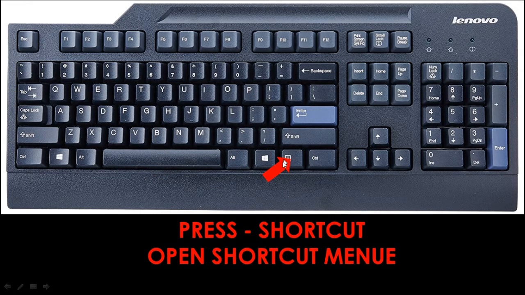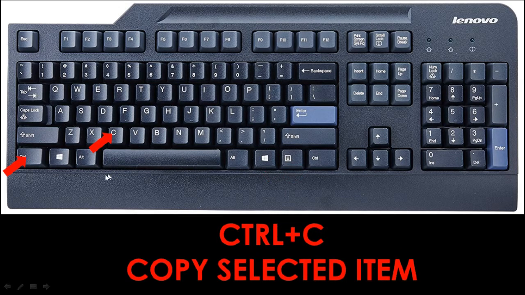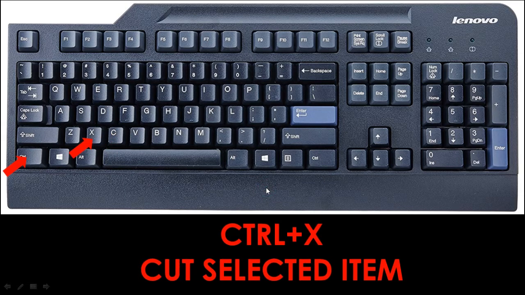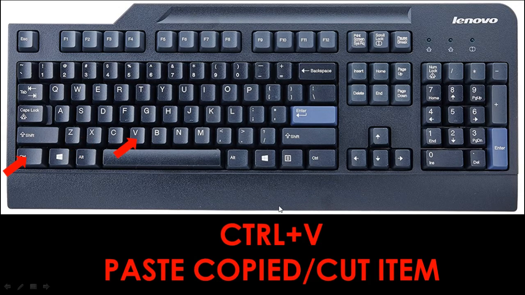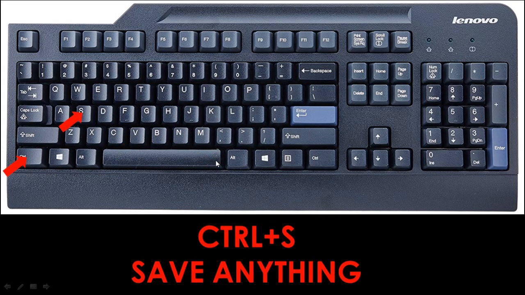The next thing is the shortcut key I told you about at the beginning. If you just click on this one, a shortcut menu will pop up, and then you can select what you want to do. The next thing is Control C. If you want to copy something, you can press Control C. If you want to cut something, you can press Control X. And if you want to paste the copied thing, you just press Control V. It will be pasted wherever you want. And if you want to save something, you just press Control S.